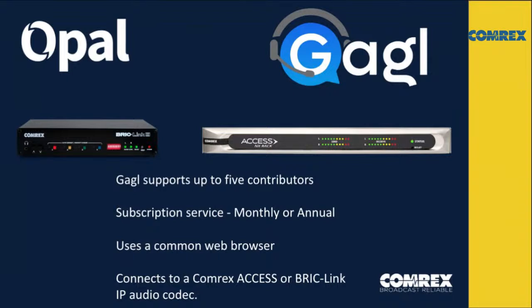And the big difference is instead of having a dedicated appliance like the Opal box, it's using a cloud server. So you don't have to have that static IP address and all the configuration stuff that Opal has. So it's a little bit more simple for anybody that doesn't have an IT professional. Very simple IT requirements for it. And it will connect to a Comrex Access or a BRIC-Link IP codec. So if you already have one of those in the studio and you want to be able to take in up to 5 contributors or even just 1 contributor, you can use Gaggle with an Access or a BRIC-Link.